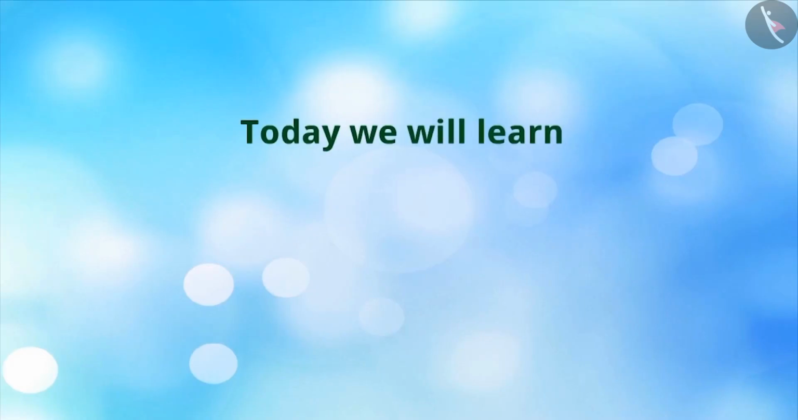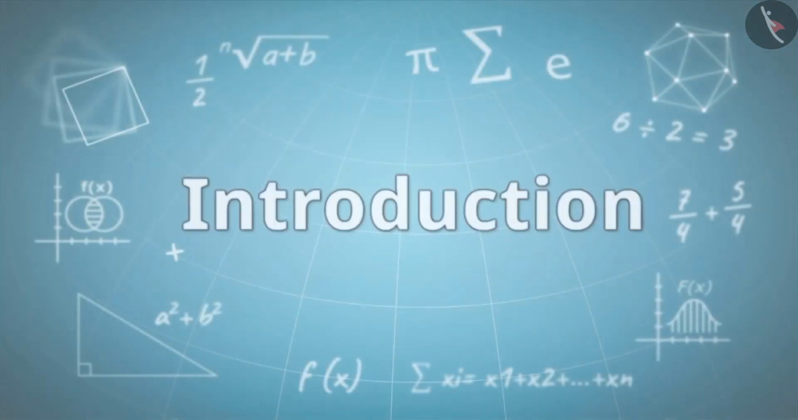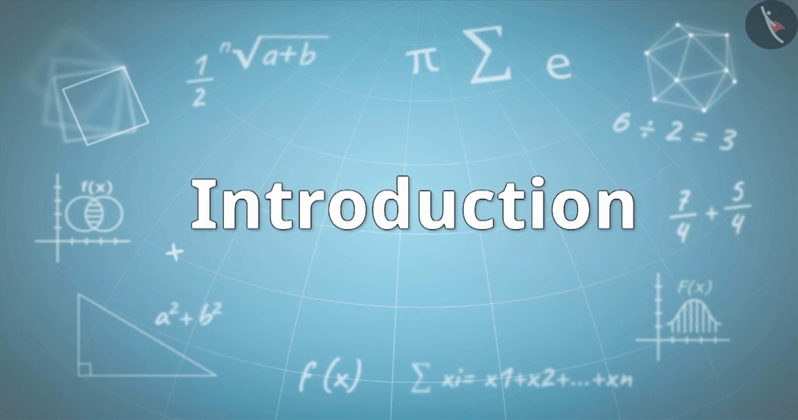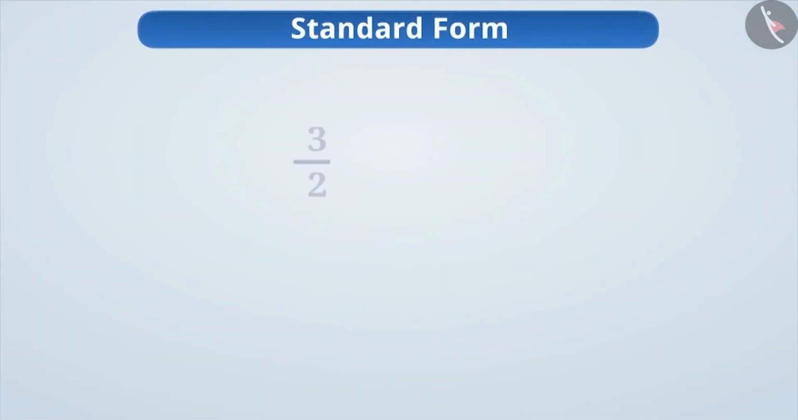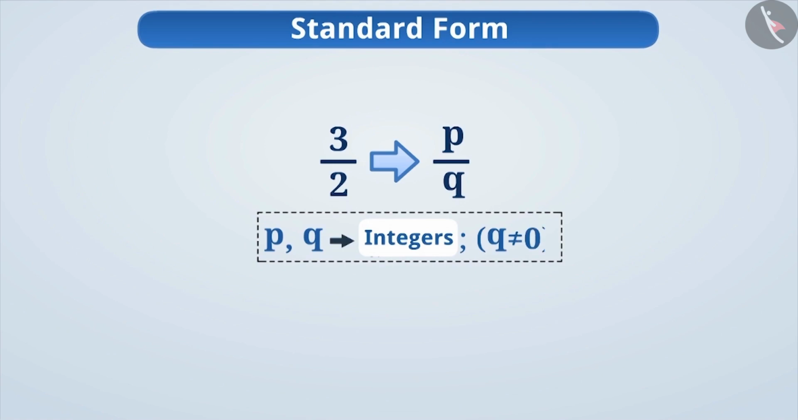Today we will learn about the standard form of rational numbers and their representation on the number line. In the previous video, we learned that if a number can be represented as p by q, where p and q are integers and q is not equal to 0, then such a number is called a rational number. We denote them by capital Q.